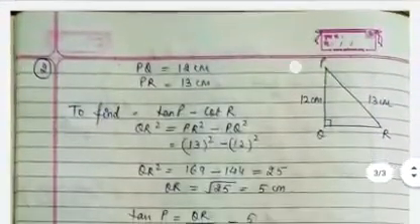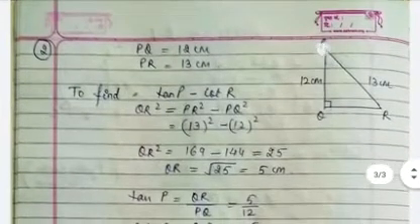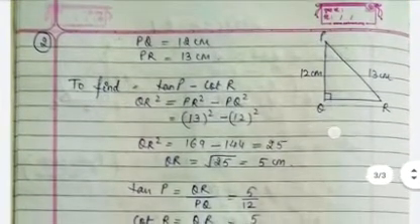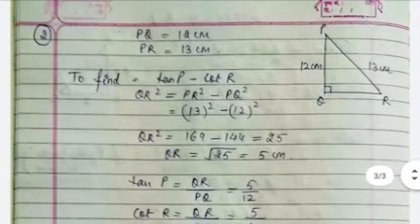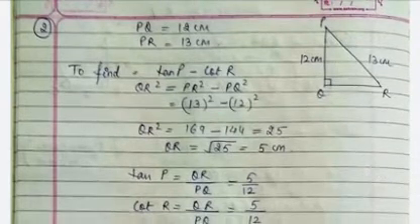Next, question number 2. In the given figure, find tan P minus cot R. Okay, triangle here is PQR. PQ is 12 centimeter. PR is 13 centimeter. You have to find tan P minus cot R.